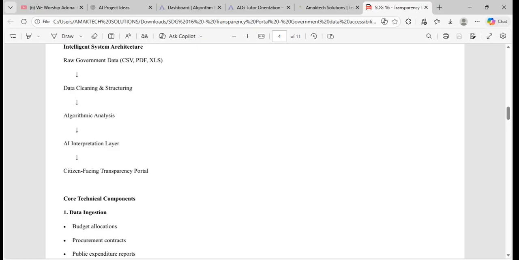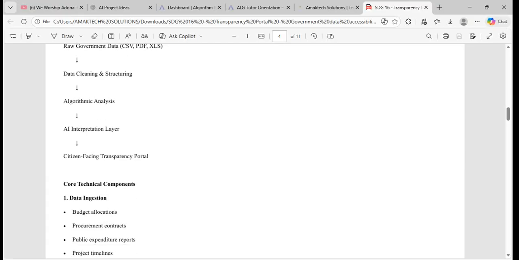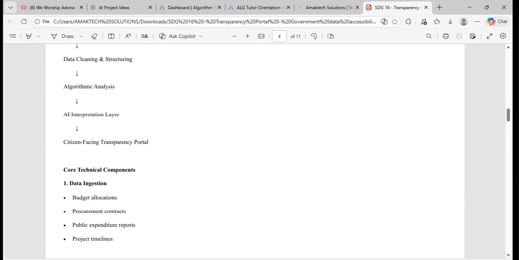From structuring, we will go to the algorithmic analysis, and also we go to the AI interpreter. Rather than expecting a physical interpreter, we're going to have an AI interpreter on the interpretation layer, which helps the data to be interpreted clearly to everyone, regardless of the location. And then we finally go to the citizen facing transparency portal.